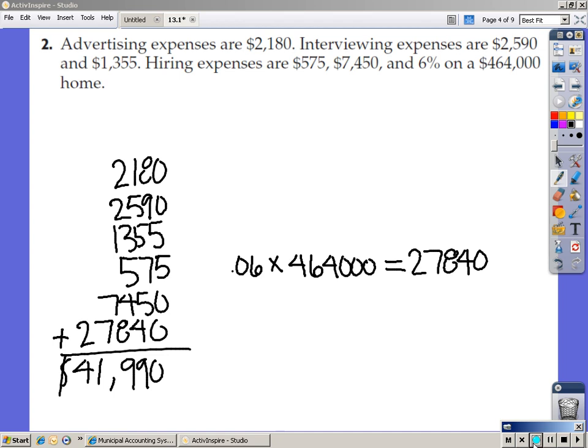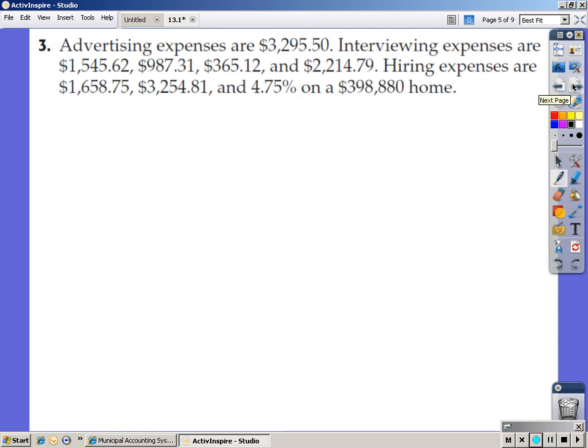You did that perfect. Let's go ahead and look at problem number 3. Go ahead and press pause to work this out. When we come back, I think Josh is going to be working this one.